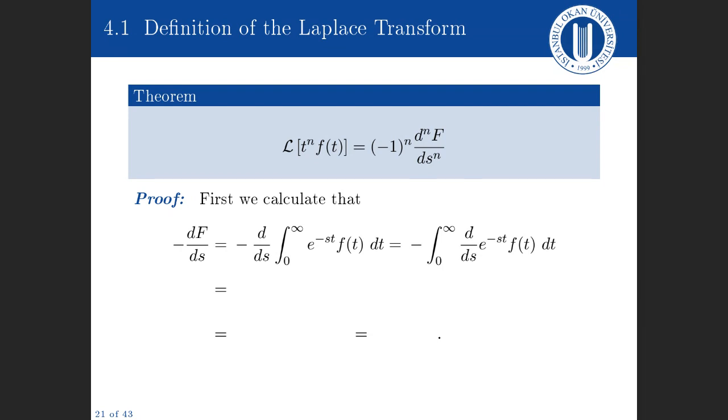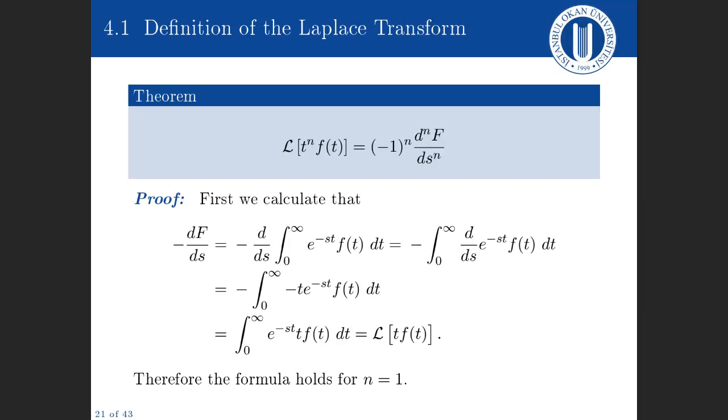It's easy to differentiate an exponential function. Of course, the derivative of e to the power minus st is just minus t e to the power minus st. There are two minus signs here. They're going to cancel out. And I'm going to move the t next to the f of t. Think of t f of t now as one function. But then that is just the Laplace transform of t f of t. So that proves that the formula is true for n equal to 1.